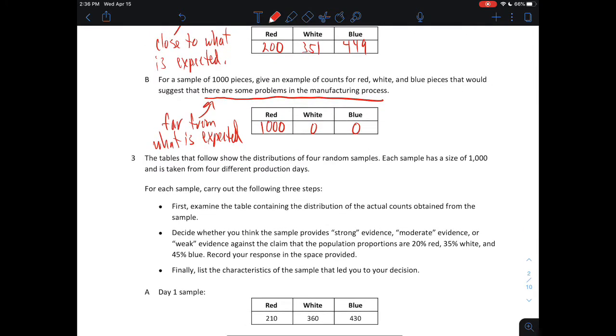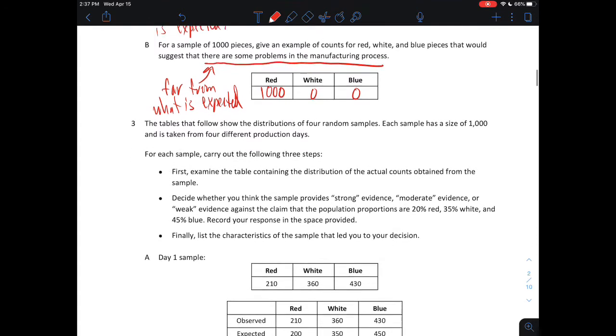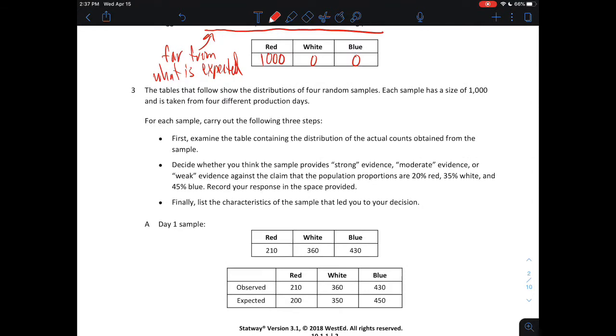Number 3. The tables that follow show the distributions of 4 random samples. Each sample has a size of 1,000 and is taken from 4 different production days. For each sample, carry out the following 3 steps. First, examine the table containing the distribution of the actual counts obtained from the sample. Then decide whether you think the sample provides strong evidence, moderate evidence, or weak evidence against the claim that the population proportions are 20% red, 35% white, and 45% blue. So we're looking for evidence against that claim. And we just want to know if the evidence is strong, moderate, or weak. Record your response in the space provided. And then finally, list the characteristics of the sample that led you to your decision.